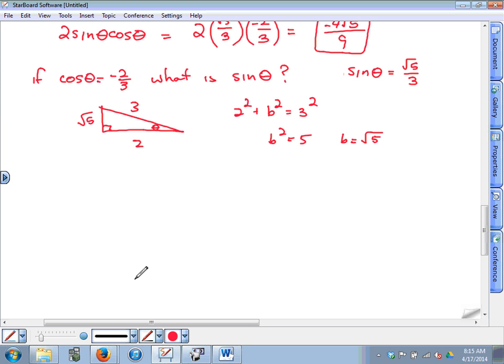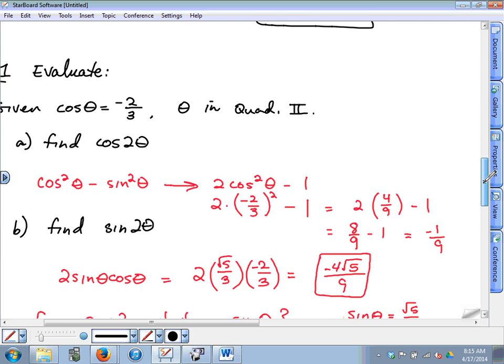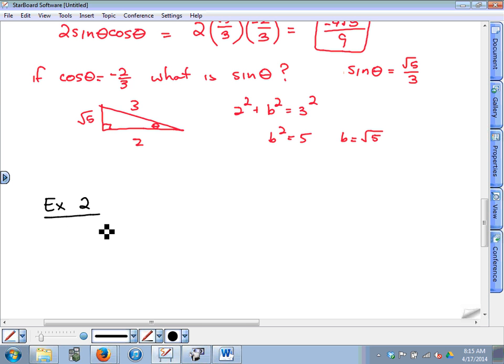Okay, this type of a problem is a little bit different than the identities you've been doing. The identities we've been doing is you have one side and you know exactly what it's supposed to look like on the other side. This one's a little bit different. Here's example 2. Write cosine of 3x in terms of cosine of just x.